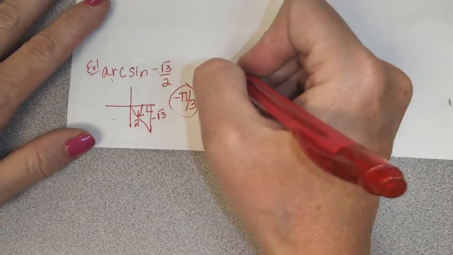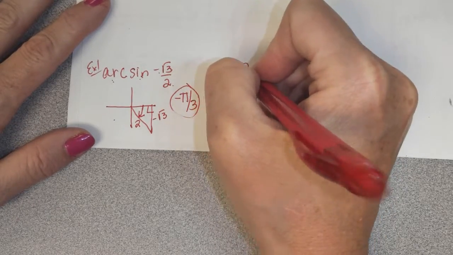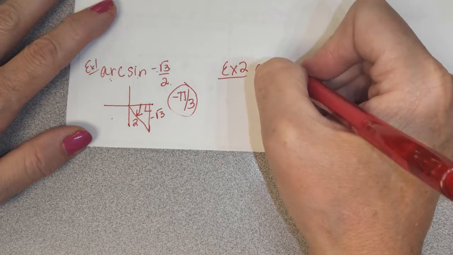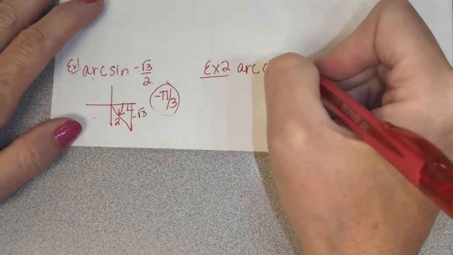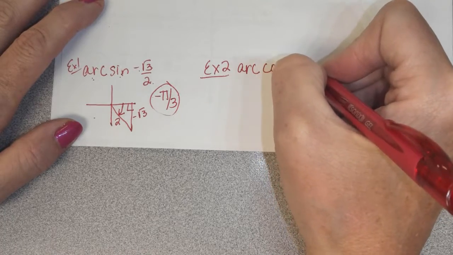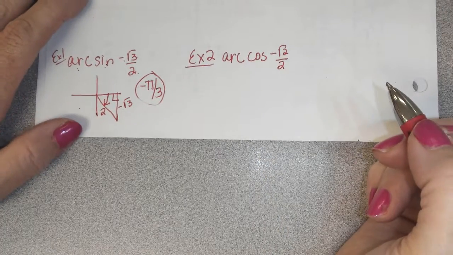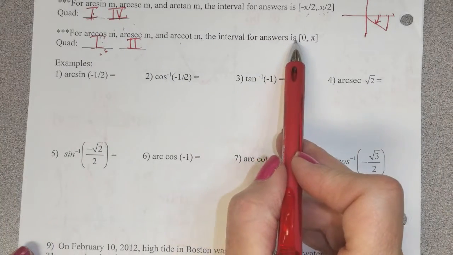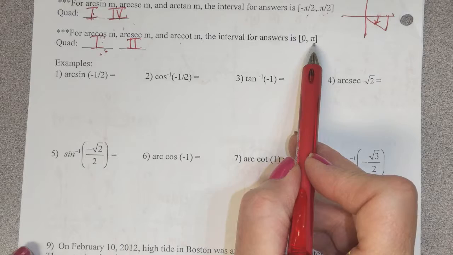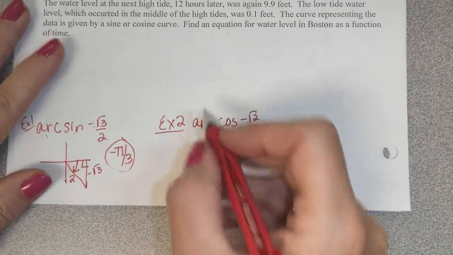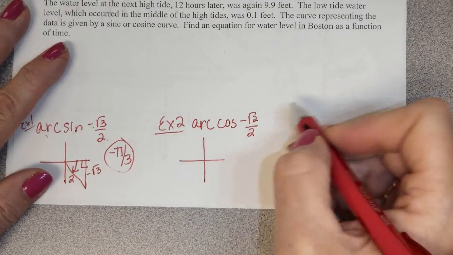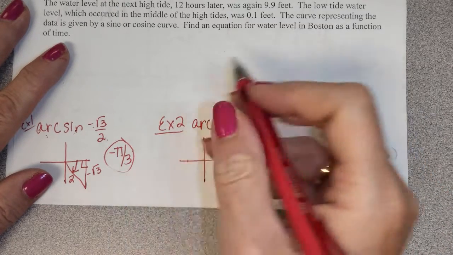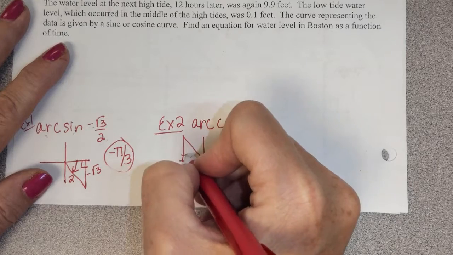All right, let's try another one. What about arc cosine of negative radical 2 over 2? Look at arc cosine. Look at what we're allowed to do between 0 and pi. Which quadrant is going to have cosine negative between just 0 and pi? Quadrant 2. So I'm going to draw a picture.